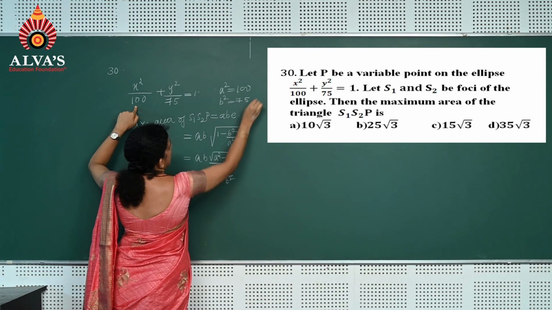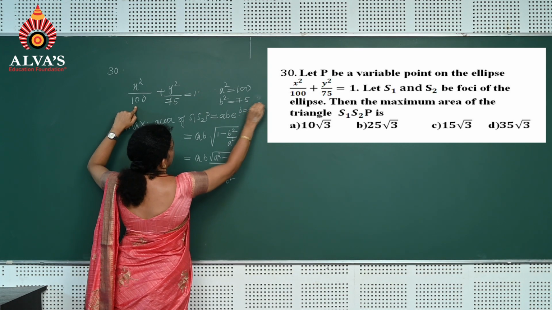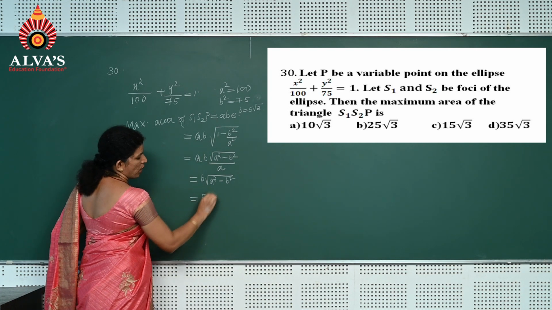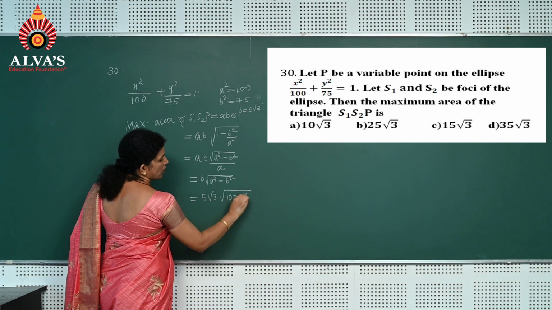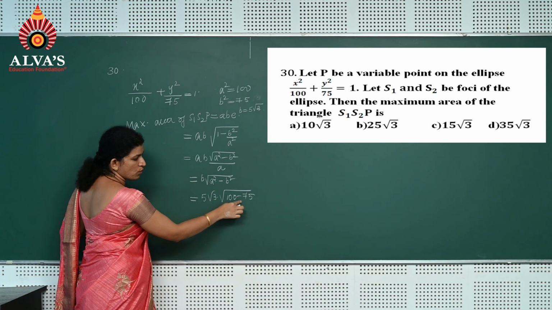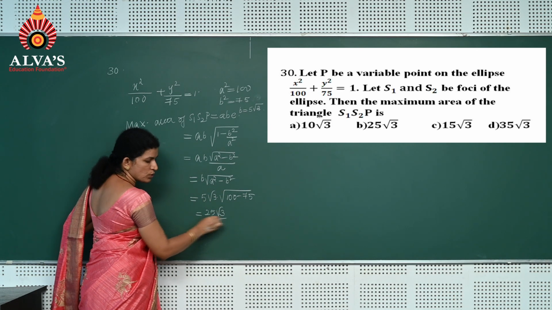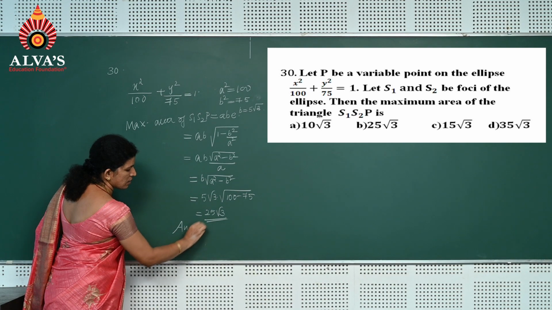So that b value is 5 root 3. Substitute everything here. It is 5 root 3 into square root of 100 minus 75, that is 25. Root of 25 is 5. So the answer is 25 root 3. So maximum area is 25 root 3, that is answer is B.